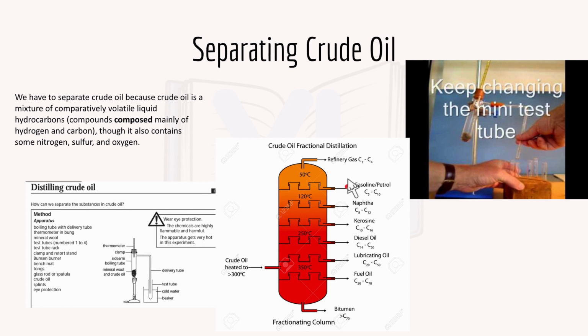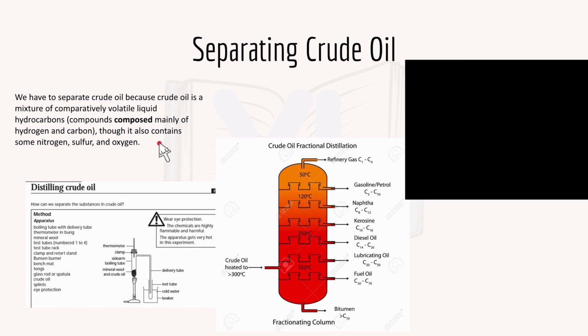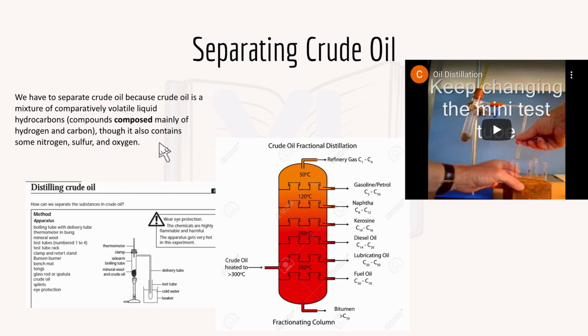So here's separating crude oil. We have to separate crude oil because crude oil is a mixture of comparatively volatile liquid hydrocarbons, and basically it's composed of mainly hydrogen and carbon, and it's made out of a lot of hydrocarbons, though it also contains some nitrogen, sulfur, and oxygen. So here's crude oil fractional distillation.